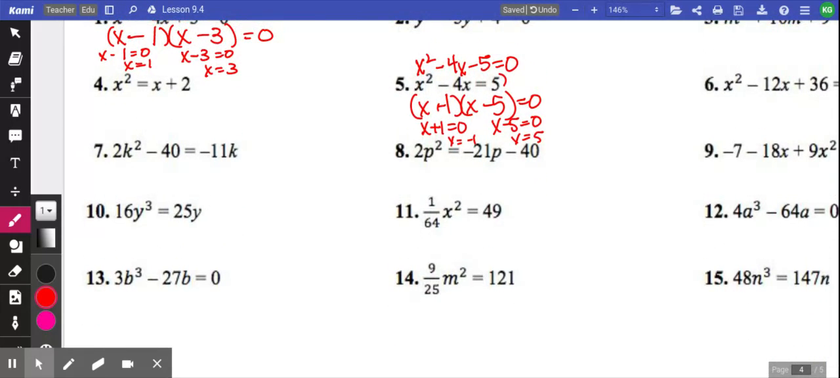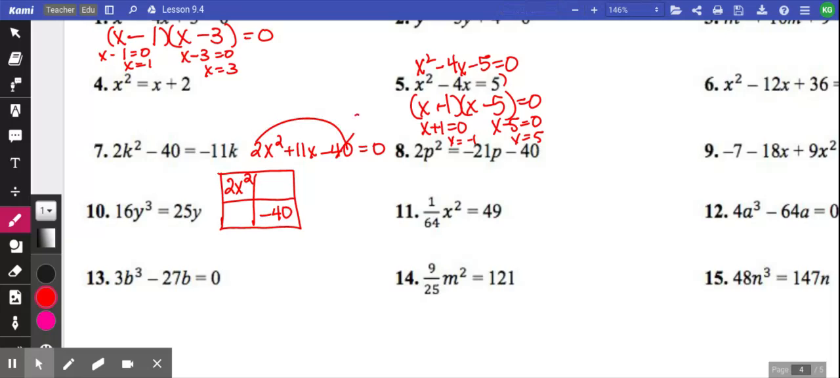On number 7, I have to first set it equal to 0. So that would give me 2x squared plus 11x minus 40 equals 0. There is no greatest common factor, so this is a window method. So I take the 2 times the 40 and ask myself what are factors of 80 that subtract to be 11. 16 and 5. And sign chart says the bigger one gets a plus.